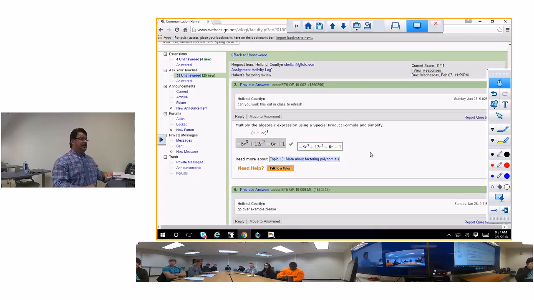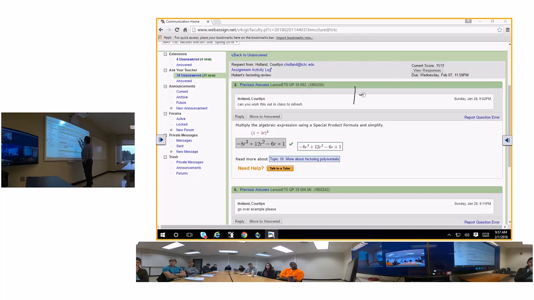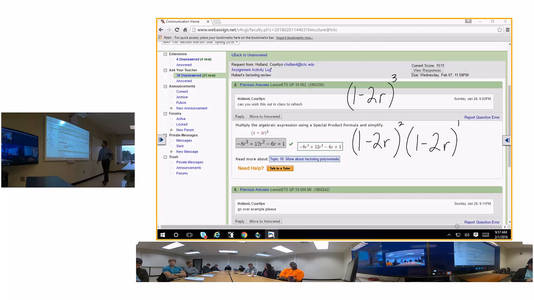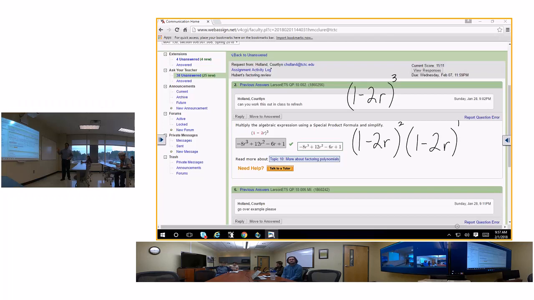So this one's a worker. This one is 1 minus 2r quantity cubed. So the first thing I'm going to do is break it up into 1 minus 2r quantity squared times 1 minus 2r to the first power. Now, what am I going to do with that first side, the left side? What is that?